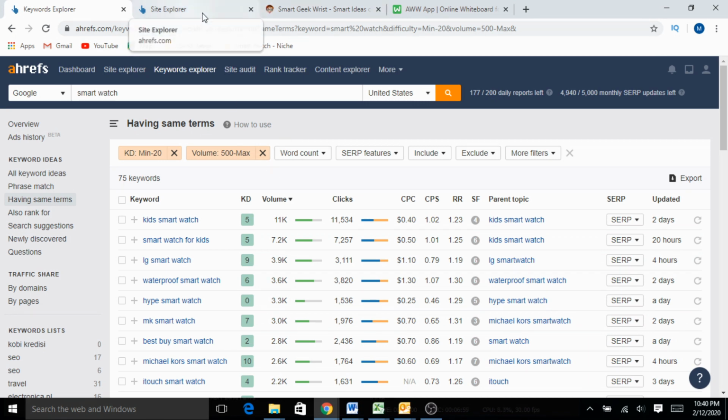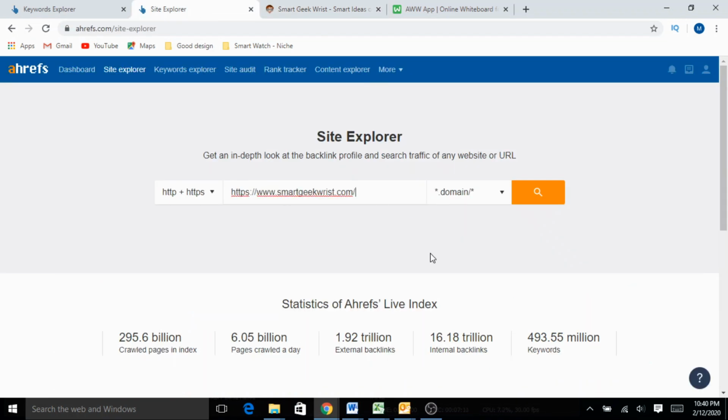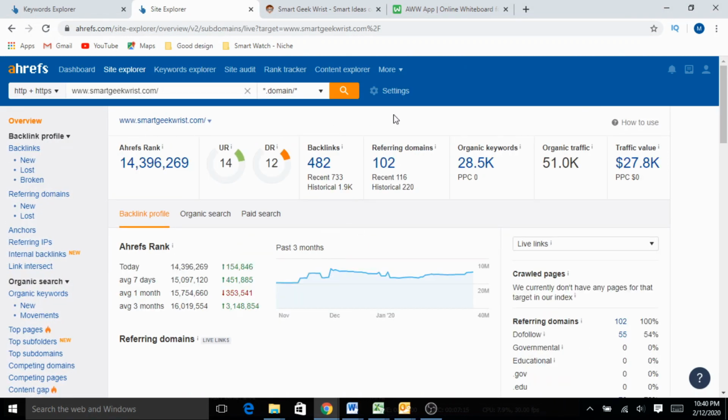So then, as part of my further analysis research, I discovered one website, that is smartgeekwrist.com. Okay, it is completely built on smartwatches. Now let us analyze this particular website. See here. Now let's look at the data.